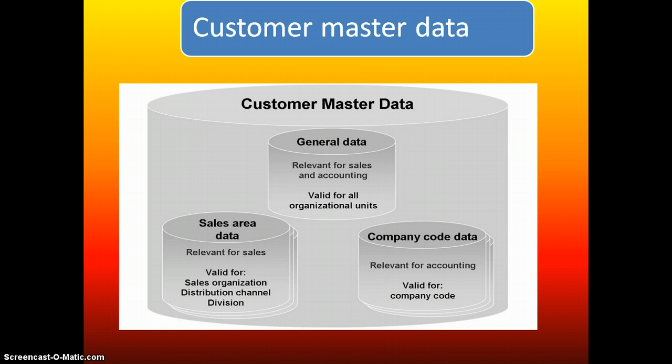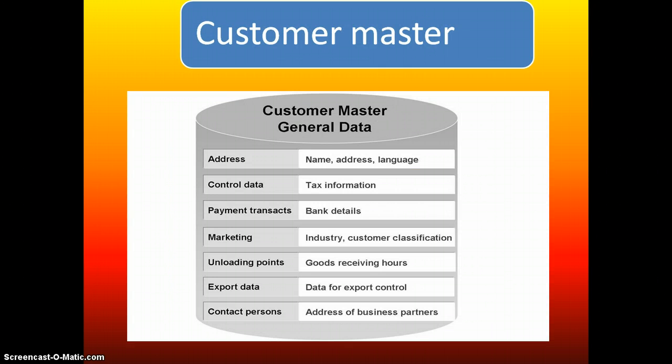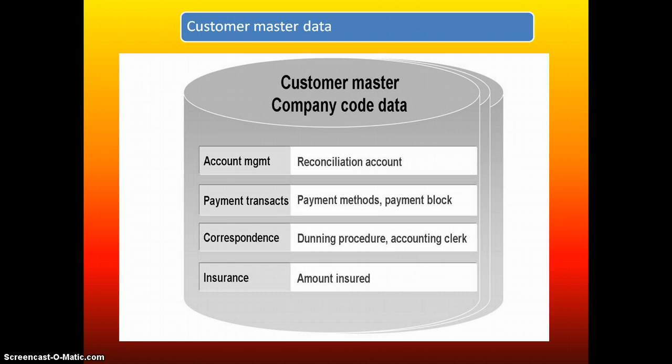In the general data, generally we will maintain whatever is shown here: address, controlling data, payment transactions like bank, marketing details like industries and customer classification, and unloading points, meaning when the goods are coming to the company, the unloading hours. Also exporting data and the contact persons. In the customer master, the company code data includes reconciliation account, payment methods, correspondence, and insurance. So this is what they maintain from the company code point of view.